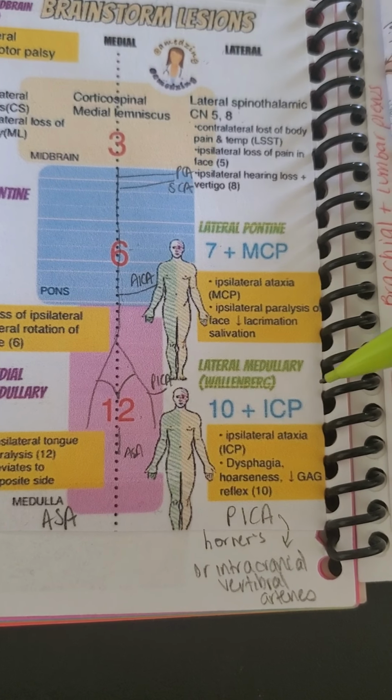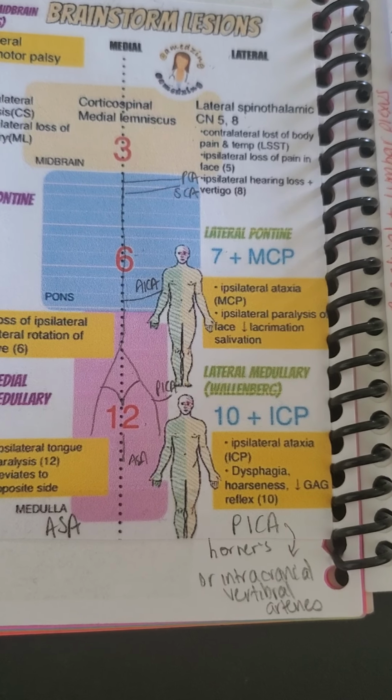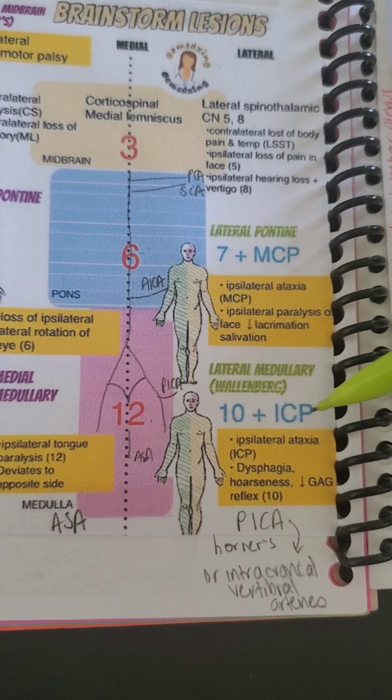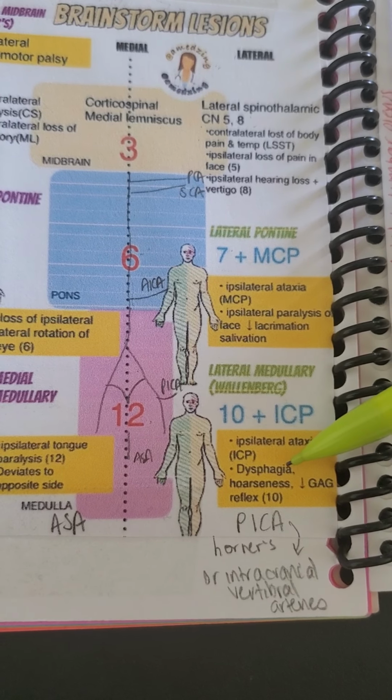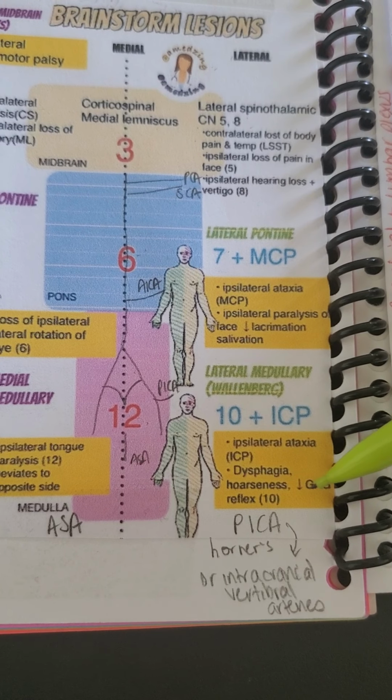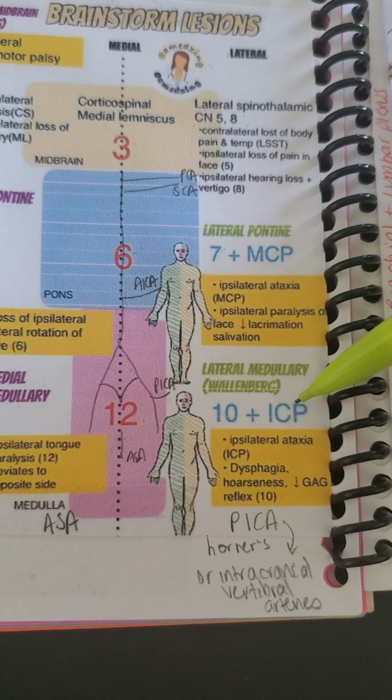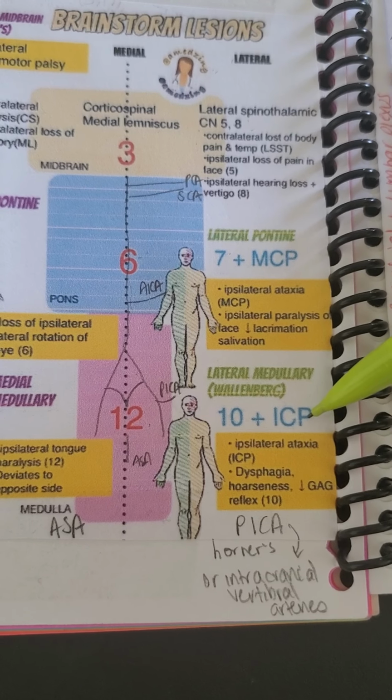And on the lateral medullary side, also known as the famous Wallenberg syndrome, we have involvement of cranial nerve 10, the vagus nerve. This is going to cause dysphagia, hoarseness, and decreased gag reflex, and it also involves the inferior cerebellar peduncle, so it's going to cause ataxia.